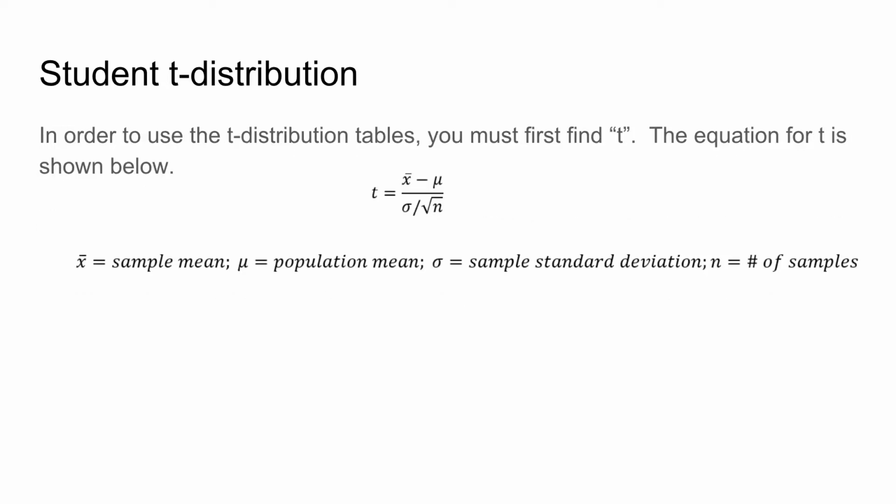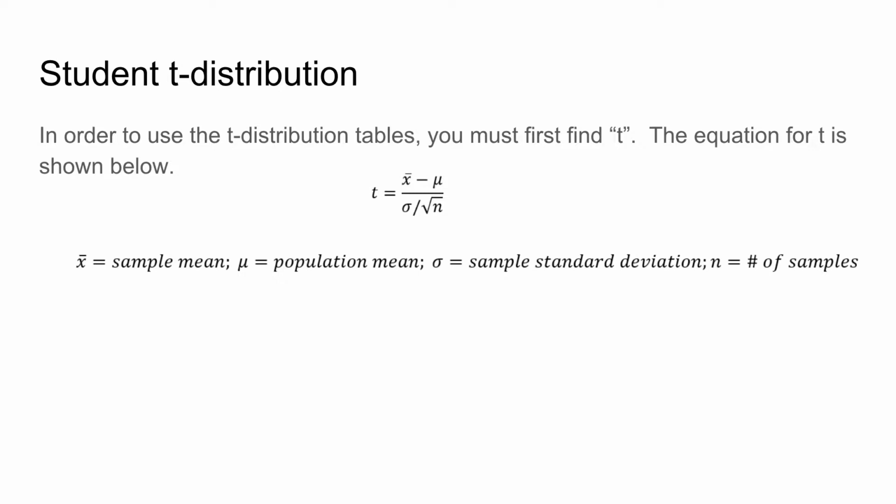So in order to use the T distribution tables, you must first find T, and the equation for T is shown below, and it's also in your FE Reference Handbook. It is the sample mean minus the population mean divided by the sample standard deviation and then divided by the square root of the number of samples.